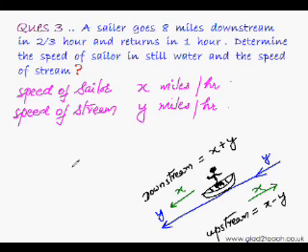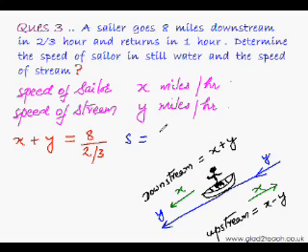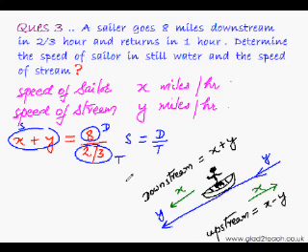So using this information, now we can easily create the two equations, one for the downstream and the other one for the upstream. So that means x plus y is equal to 8 divided by 2 by 3, isn't it? As we all know, speed equal to distance divided by time. So this is the speed, this is the distance, and this is the time. Using this relationship, we have created our first equation.